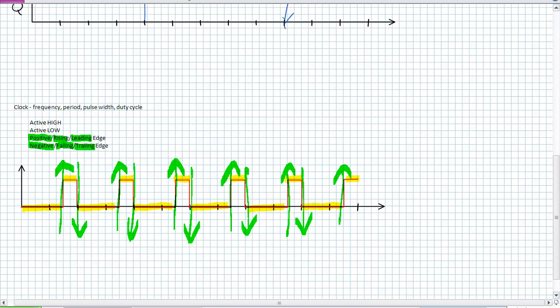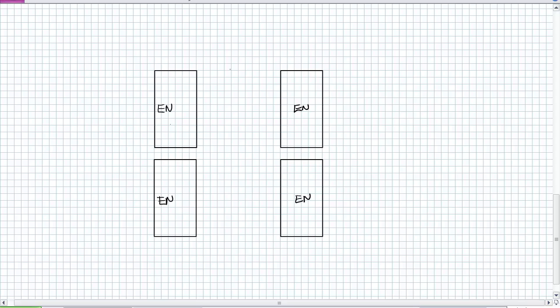A device typically is only paying attention on one of these four possible inputs. Schematically, how do I represent a device that is active high enabled versus active low enabled versus positive edge enabled versus negative edge enabled? There are some schematic shortcuts, and here are the four symbols that you'll see for active high, active low, positive edge, and negative edge. So here are four generic devices, where in this example I'm using a signal called EN, or enable, to determine synchronization for this particular sequential circuit.